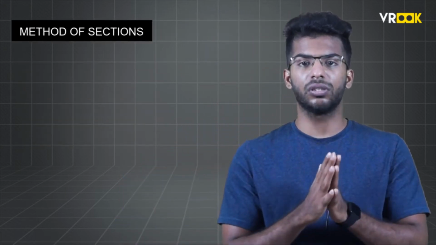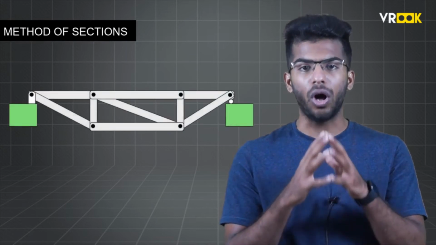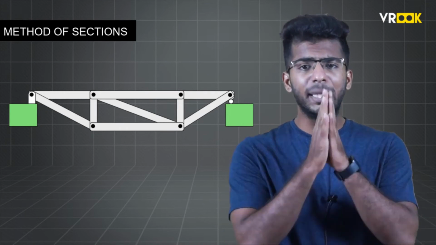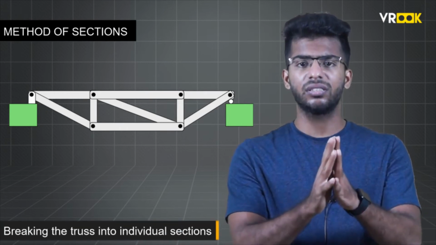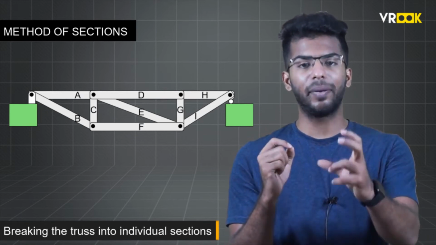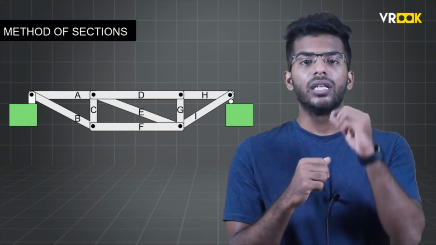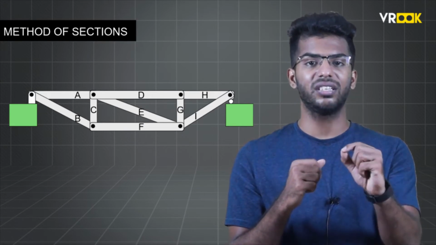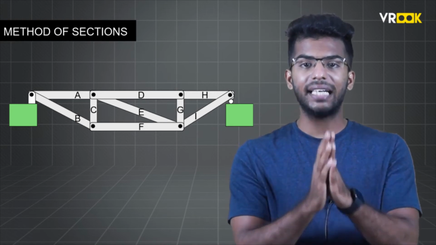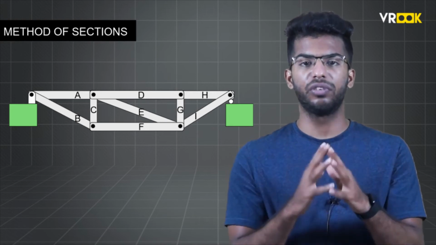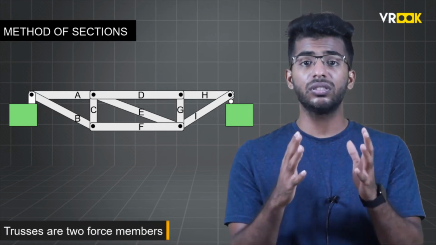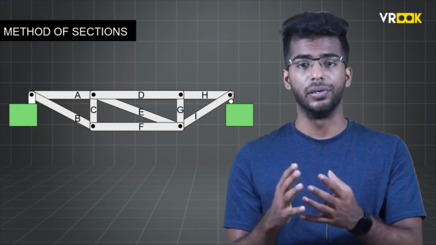The method of sections is a process used to solve for the unknown forces acting on the members of a truss. The method involves breaking the truss into individual sections and analyzing each section as a separate rigid body. The method of sections is usually the fastest and easiest way to determine the unknown forces acting in a specific member of the truss. Trusses are two-force members. The forces act at either end of the members.